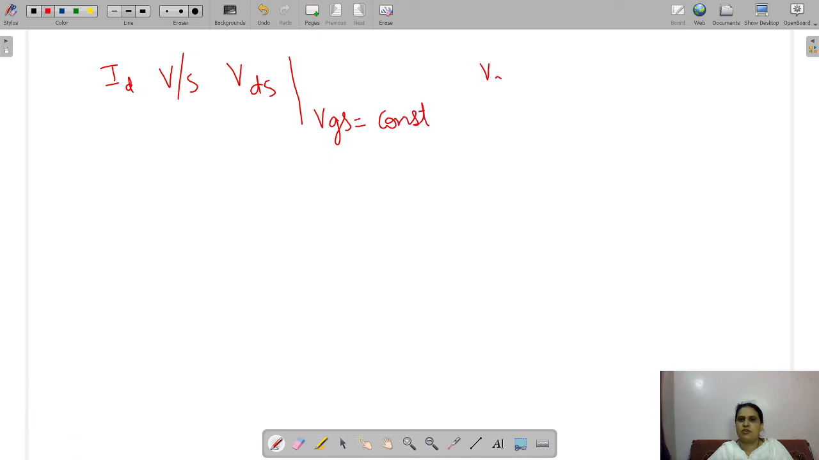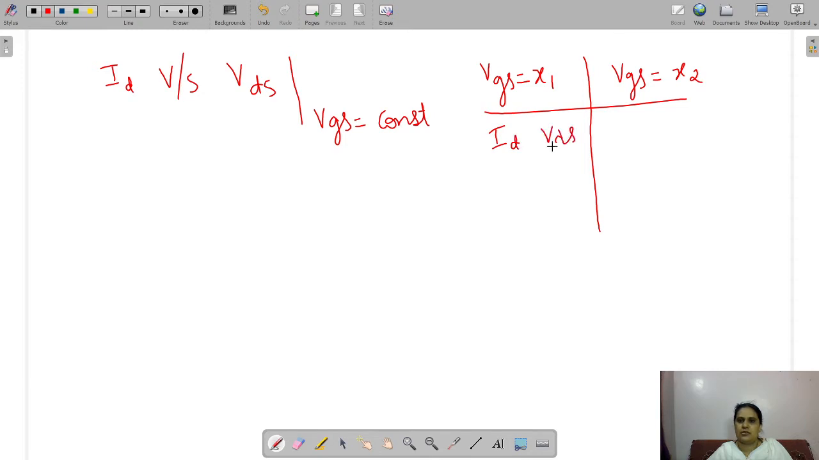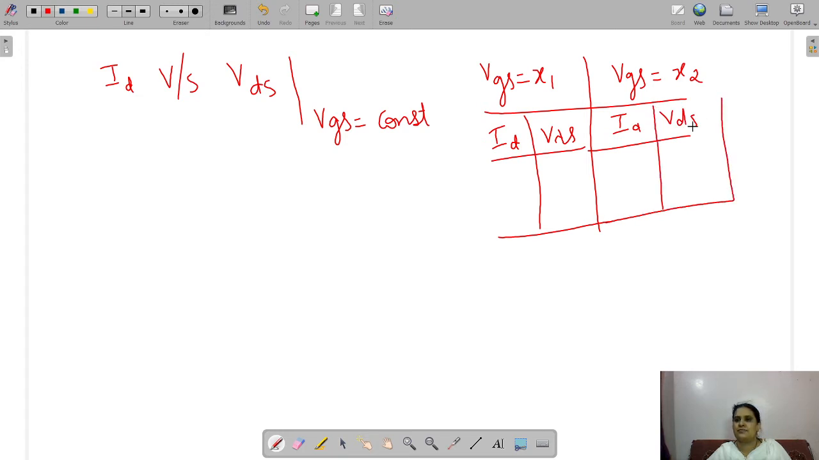It means for VGS equal to X1, and for VGS equal to X2, I get a set of readings, ID reading and VDS reading. After completing this, I will come to the second step. I will set the value of VGS equal to X2. I will again take ID reading and VDS reading. So this is called a set of characteristics.